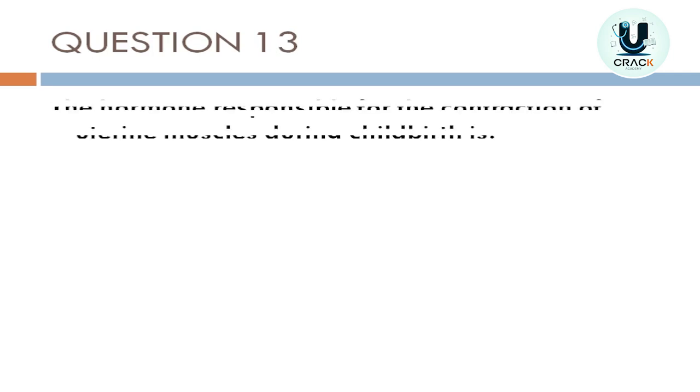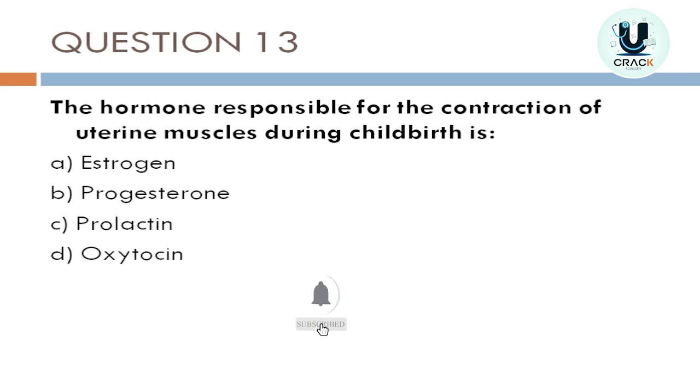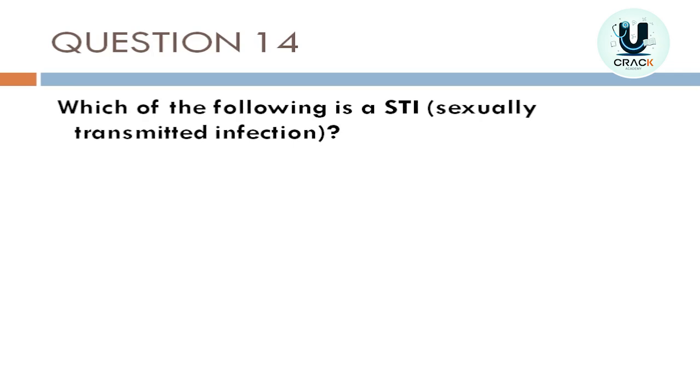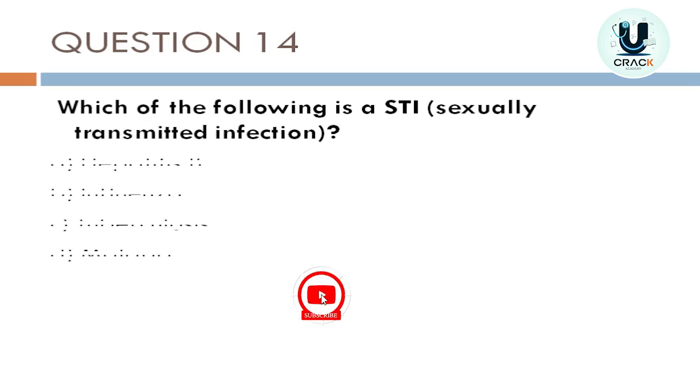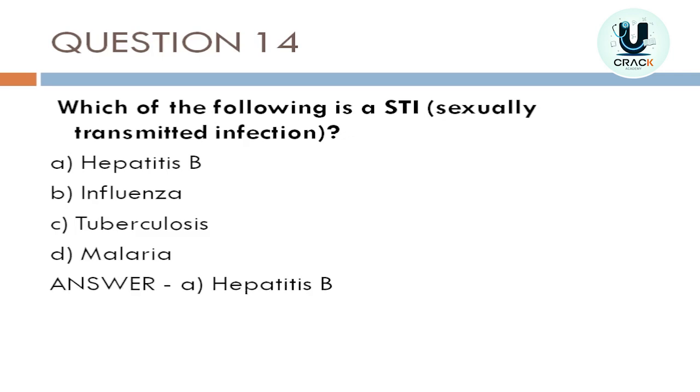Question number 13. The hormone responsible for the contraction of uterine muscles during childbirth is A. Estrogen, B. Progesterone, C. Prolactin, D. Oxytocin. Answer: oxytocin. Question number 14. Which of the following is an STI, sexually transmitted infection? A. Hepatitis B, B. Influenza, C. Tuberculosis, D. Malaria. Answer is A. Hepatitis B.